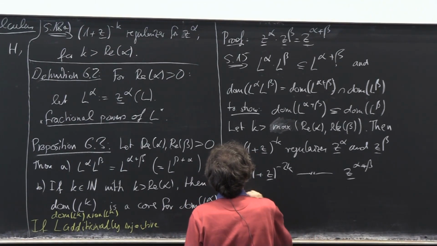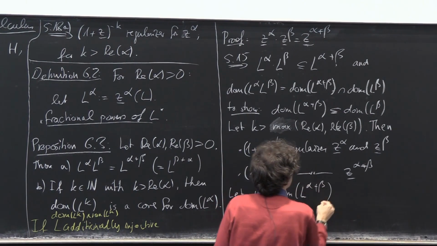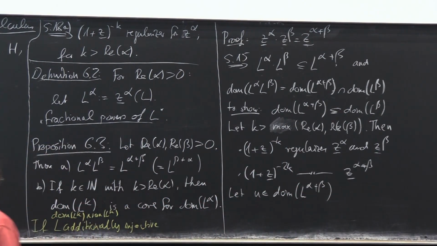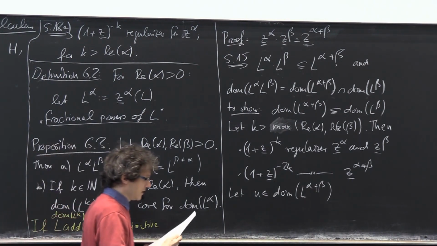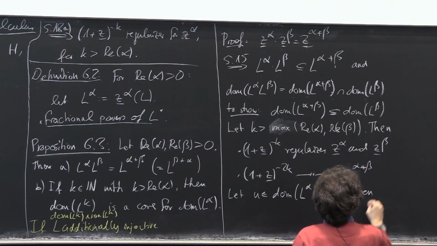So now take some u in the domain of L to the alpha plus beta, and we have to show that it's in the domain of L to the beta. Okay, what does it mean to be in the domain of L to the beta?